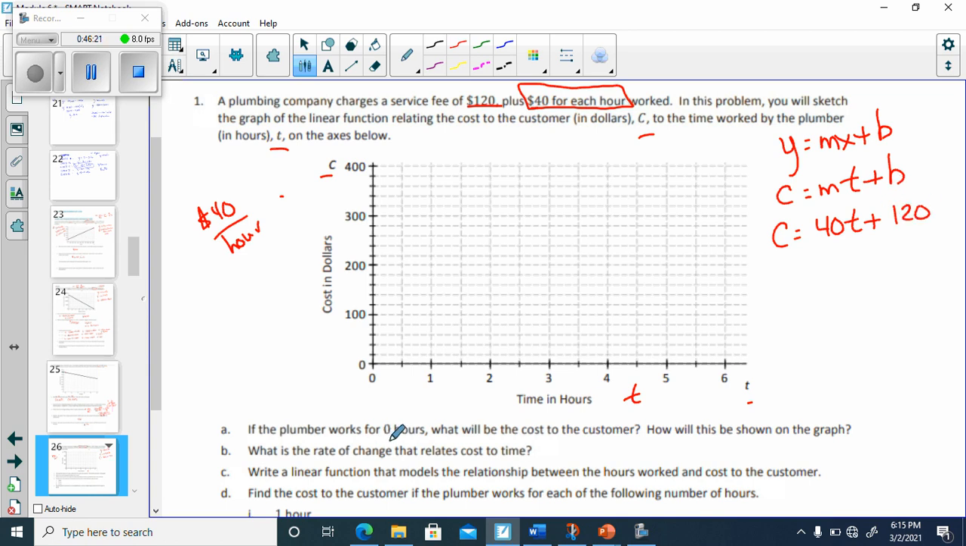If the plumber works for 0 hours, what will be the cost to the customer? Well, if you put in 0 there, 40 times 0 is 0. Our initial cost is $120. 20, 40, 60, 80, $120. That's where we're starting, right? How's that shown on the graph? Isn't that the y-intercept? It's where we start, isn't it? What's the rate of change? 40. $40 per hour.